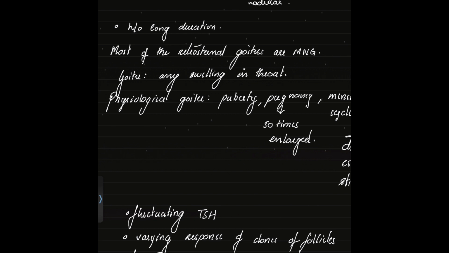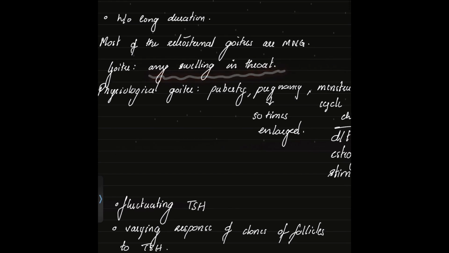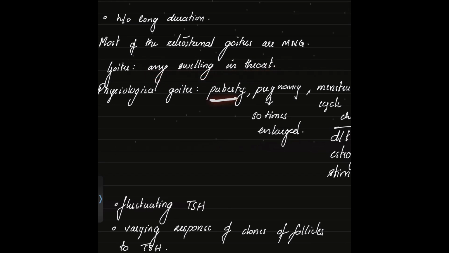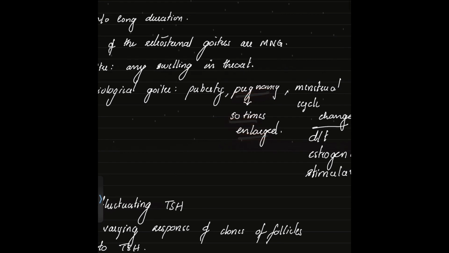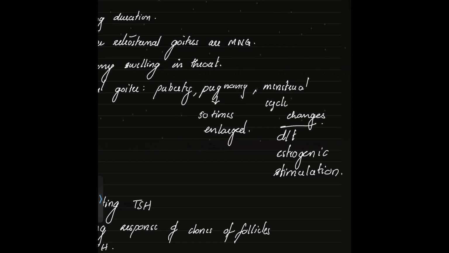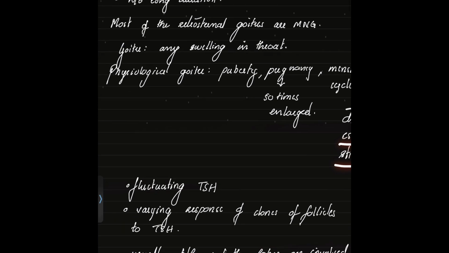Now, what is goiter? Goiter is just any swelling in the throat. So there can be physiological goiter when there is puberty. In pregnancy, it is around 50 times enlarged. During the menstrual cycle, there can be changes, which is due to the estrogenic stimulation.